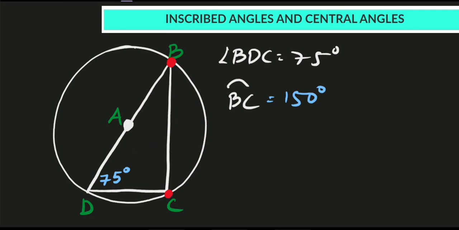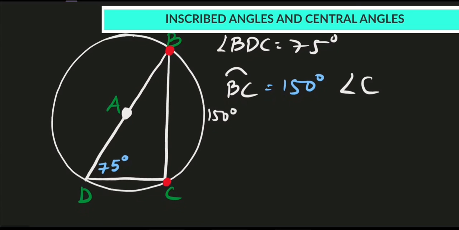Now, for example, you are asked to solve for the value of angle C, another question. Arc BC is equal to 150 degrees according to our solution. What do you think will be the possible value of angle C? I encourage you to pause this video and try to answer this one on your own. Alright, so let's try to answer.